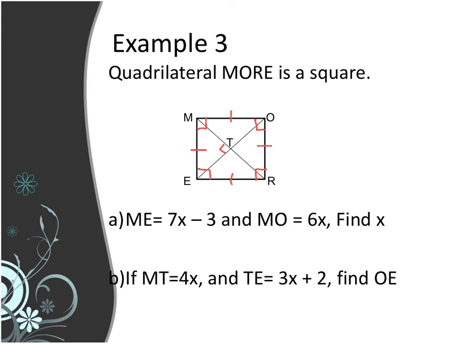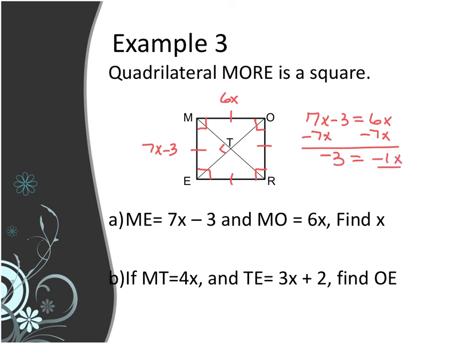So it's telling me the length of ME is 7x minus 3, and MO is 6x. Well, this is a square, and I know all sides are congruent. So to find the value of x, I'm going to set 7x minus 3 equal to 6x. I'm going to get my variables together. So I'm going to subtract 7x. Negative 3 equals negative 1x. Divide by negative 1. And x equals positive 3.